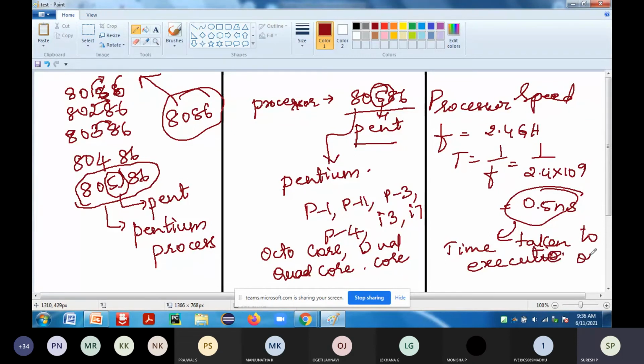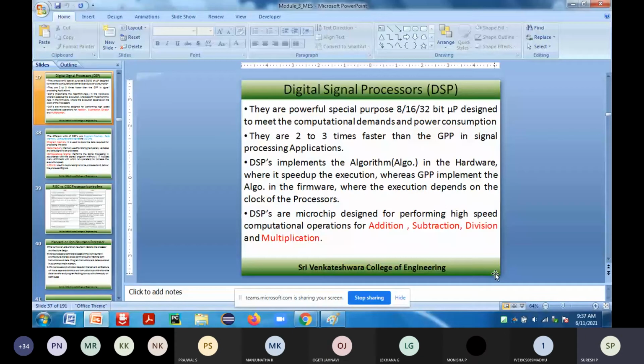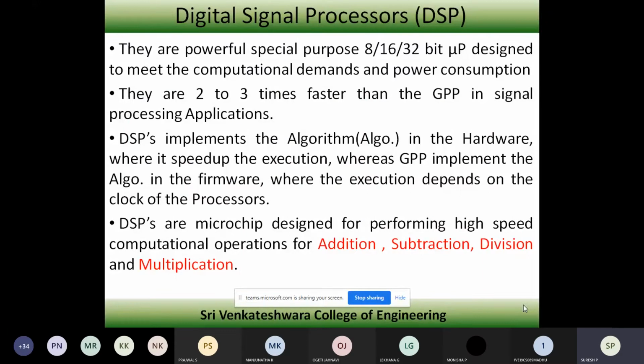Now if it is a nanosecond, what is that? It is a minute part of a second, so the processing will be fast at that time. Okay, that is how it is. The DSP's performance depends upon the clocks of the processor. If the clock speed is more, the time taken to execute the instruction will be less. If the time taken to execute the instruction is less, obviously the performance of the system will improve.